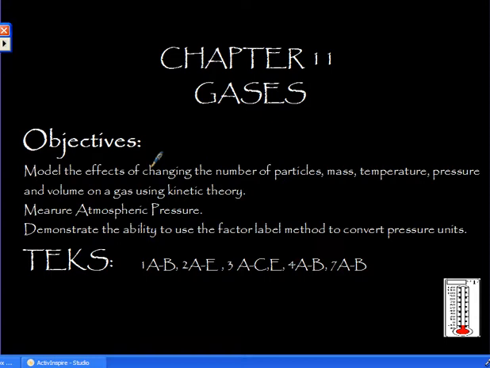Now we also want to be able to measure atmospheric pressure. If you don't know what that is, don't worry, we're going to go over it. And we're going to be able to demonstrate the ability to use the factor label method to convert pressure units. Don't let that scare you. Really simple, really easy. Just remember to take your time when you're doing this. So let's get started.